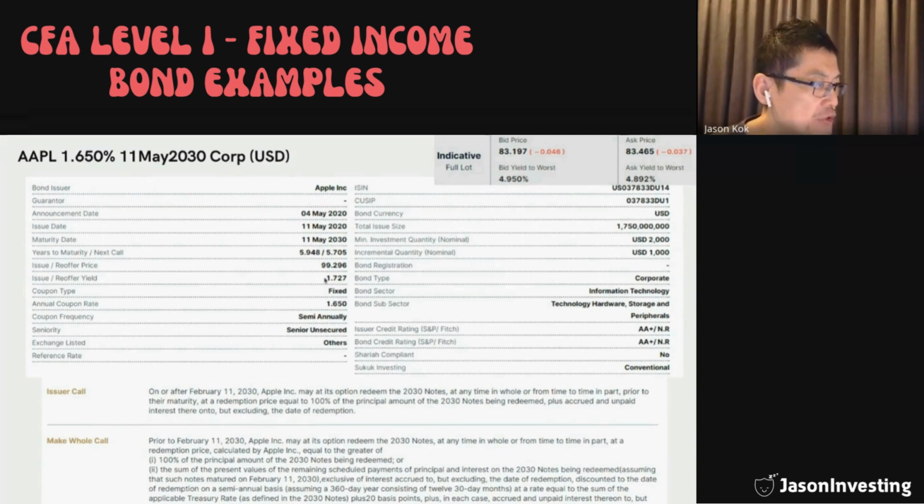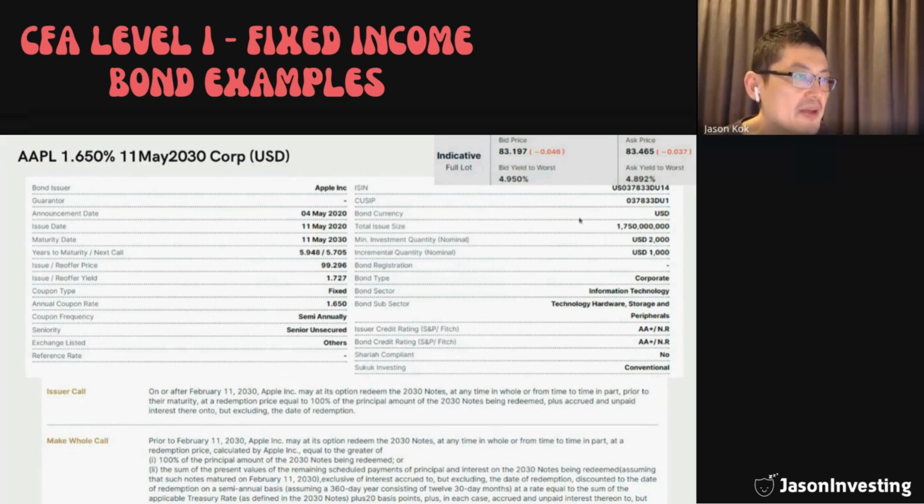So this is the issue price when the bond was issued at 99, and this is the current price as I took the screenshot. As you can see, this is a 2030 bond, and it has not been called yet, probably, which means there's still a price active on the bond. Full lot, I believe, just means that if you were to buy within this parameter, this is the bid and the ask price.